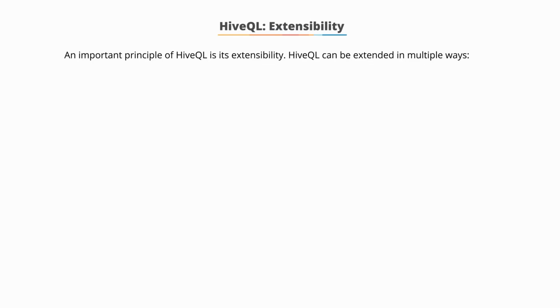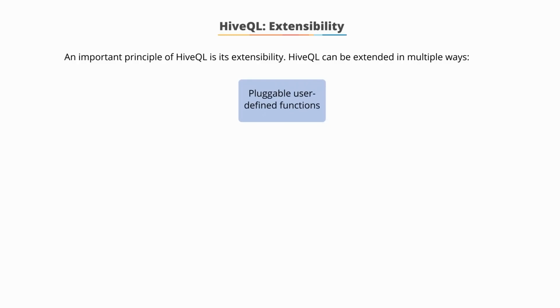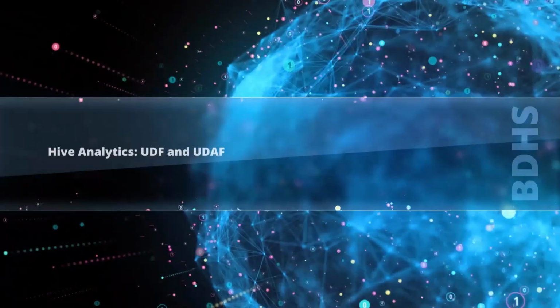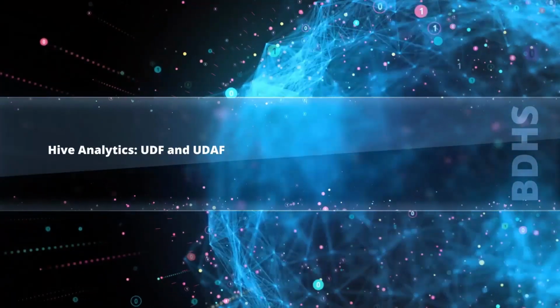HiveQL extensibility. An important principle of HiveQL is extensibility. HiveQL can be extended in multiple ways. One is pluggable user-defined functions. Two is pluggable MapReduce scripts. Three is pluggable user-defined types. And last is pluggable data formats. You'll be learning more about user-defined functions and MapReduce scripts in subsequent lessons. Hive Analytics, UDF and UDAF.